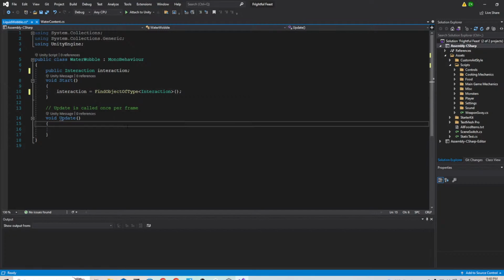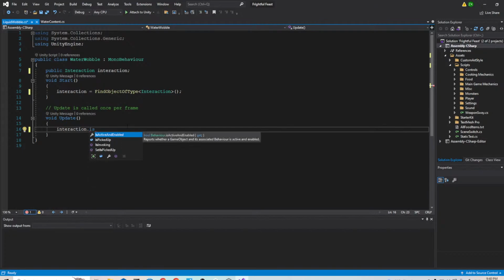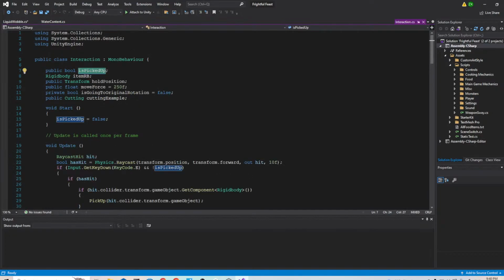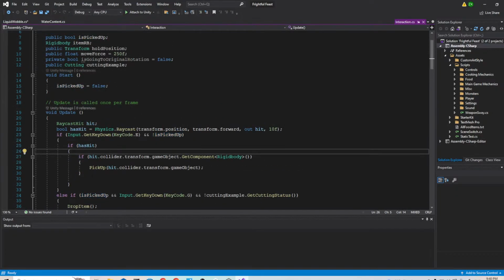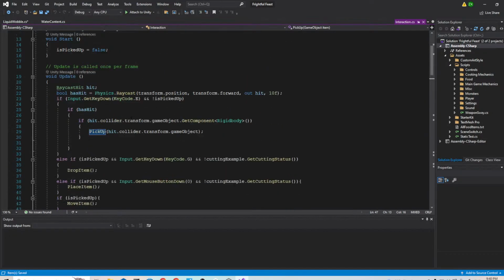Hold up, I forgot what the method is called. Interaction is picked up. That is a boolean. Is there a get? Yeah, no, it is picked up. Okay. If interaction dot is picked up. Let me just double check, make sure it's the right thing. Picked up is true. Yeah, that's what that is.